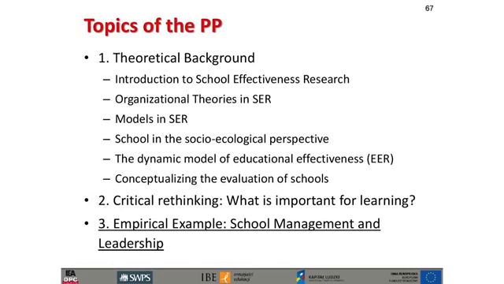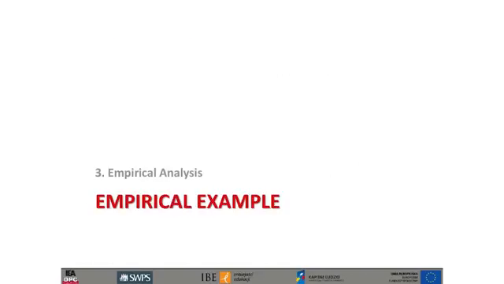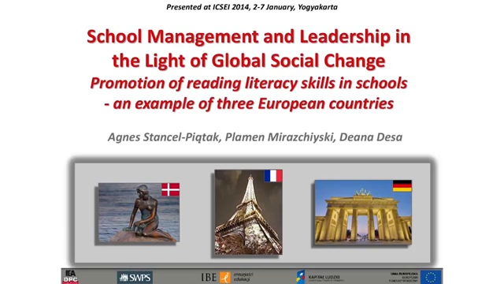But now I would like to present to you an empirical example from my own studies, focusing back again on the school system, concerning or focusing on school management and leadership while taking into account also those different levels of the system. So this is an empirical example from a study on school management and leadership in the light of global social changes, and it focuses on promotion of reading literacy skills in schools.